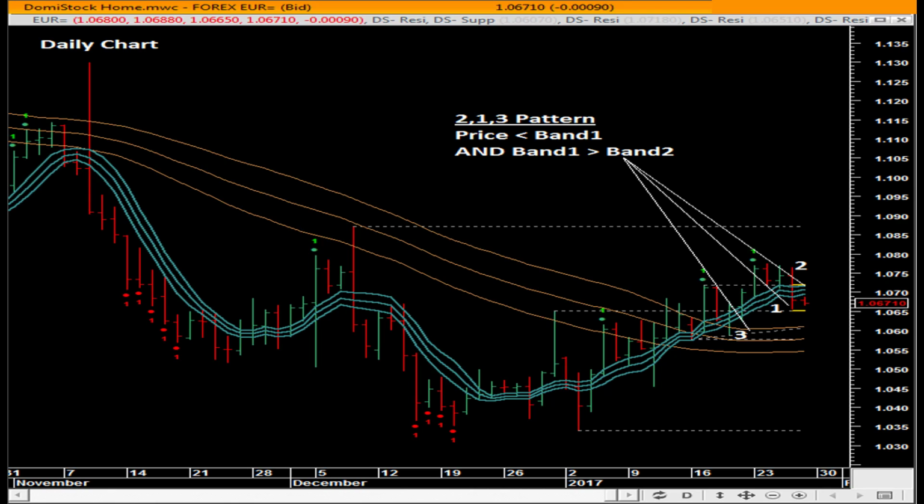Now let's see some examples of the rest of the patterns. The next one is the 2-1-3 pattern, which is neutral. Remember, the security's price is represented by the number 1, the shorter band by the number 2, and the longer band by the number 3. Now, this pattern is neutral because it consists of one bullish and one bearish element, with the bullish one being that the short band is above the longer one, and the bearish that price is below the short band.